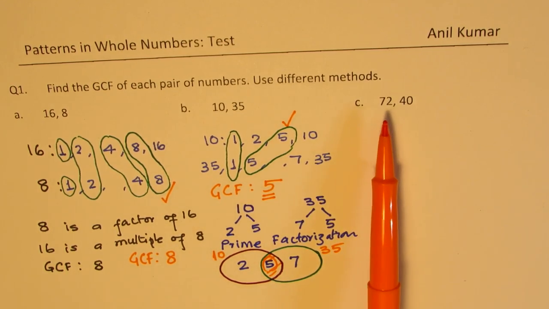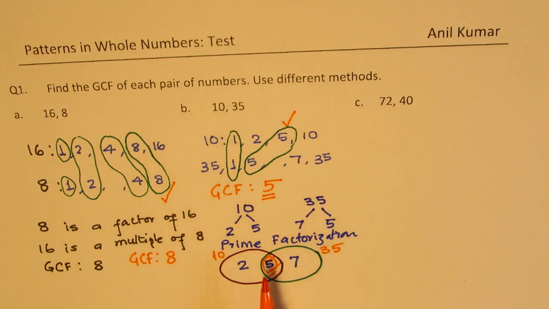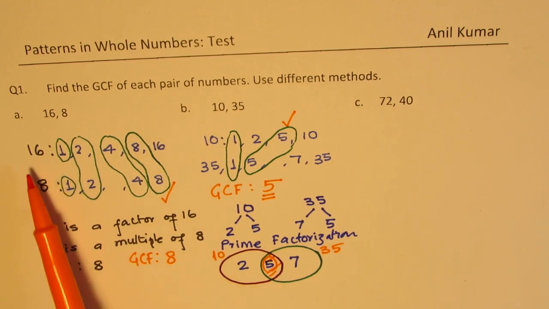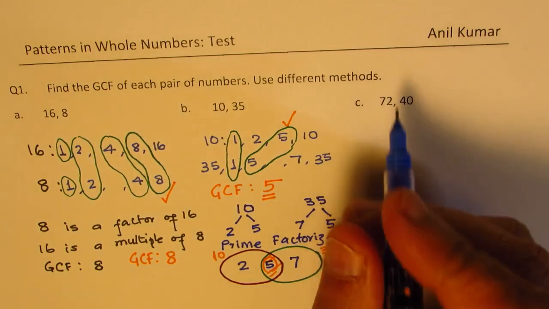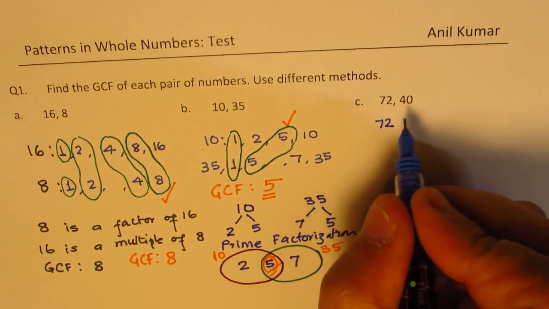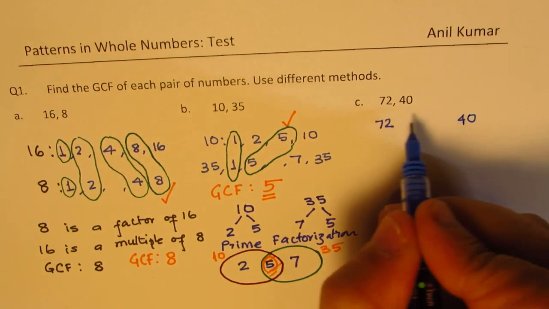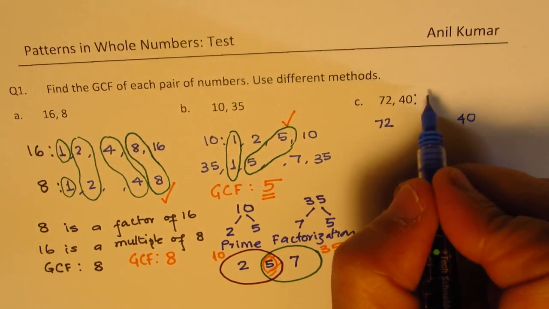For bigger numbers like 72 and 40, this is a very good technique. For smaller numbers, you can list all the factors and match. Perfect. So you can follow any of these techniques. I'd like you to now pause the video and apply the best suitable technique for part C, where we are looking into numbers 72 and 40. Well, of course, for 72 and 40, these are big numbers, right? So let me do prime factorization.